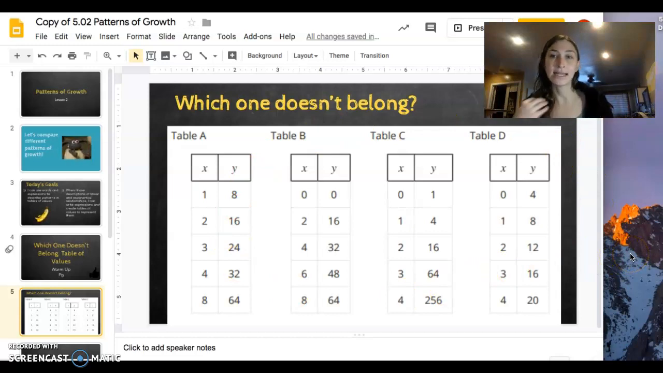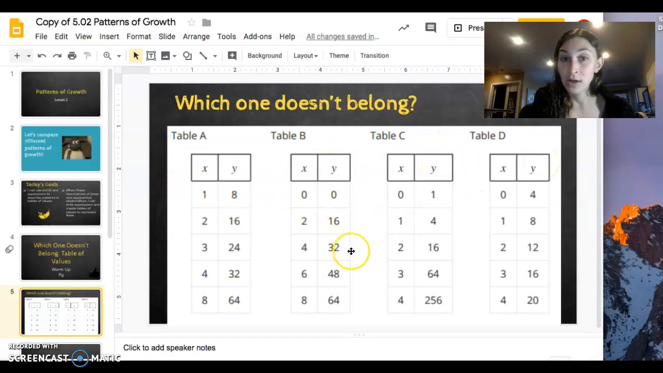They're like, is it table A that doesn't belong? So then I call on each table, and one person from each table tells me, oh, I think this table doesn't belong. I think this table doesn't belong. But ultimately what students are seeing is that table A, B, and D are all linear, and table C actually represents an exponential table. They're going to notice that to get from 8 to 16, they have to add.